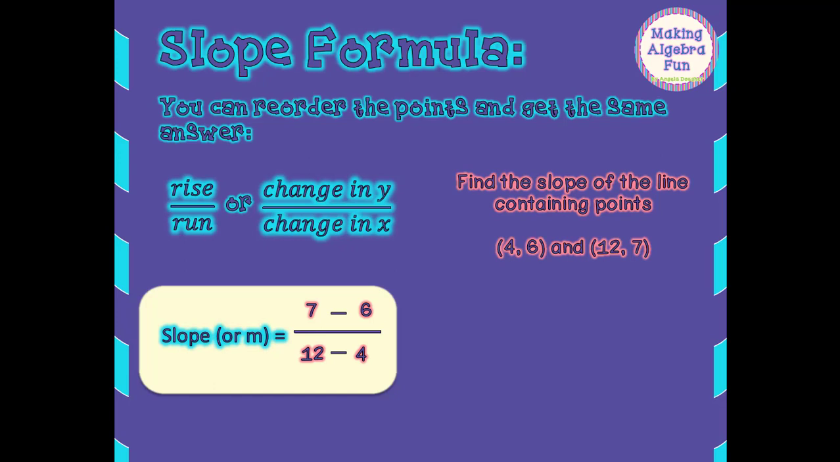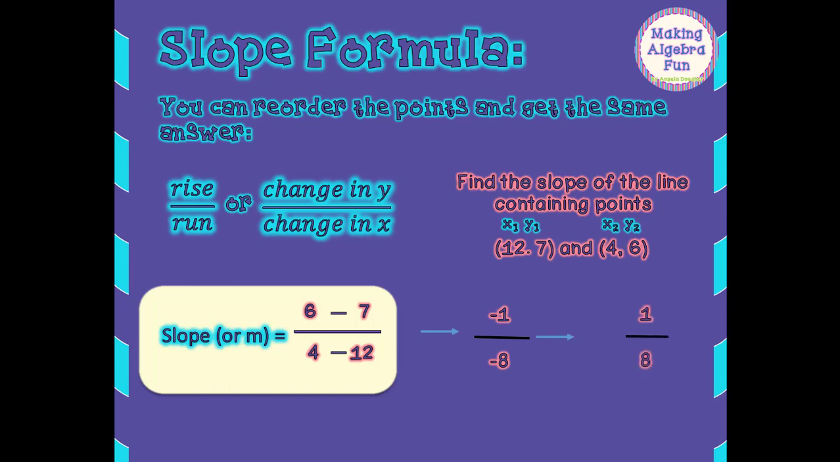Now I just want to take a look at what happens if we reverse those points, and we let 12, 7 be the first point and 4, 6 be the second point. So this time you would have y2 would be 6 and y1 would be 7, so you would have 6 minus 7. And then in the denominator, x2 would be 4 and x1 would be 12, so they're just turned around. 6 minus 7 is -1, 4 minus 12 is -8, the negatives cancel, and if you remember from the last time, the answer was 1/8, so you can see that we get the same answer.